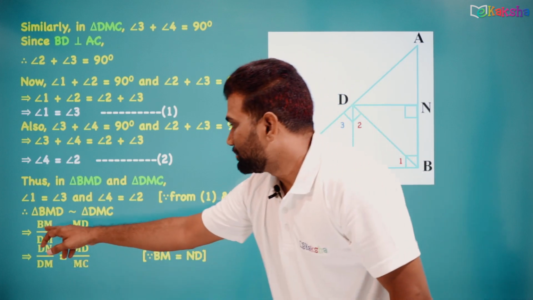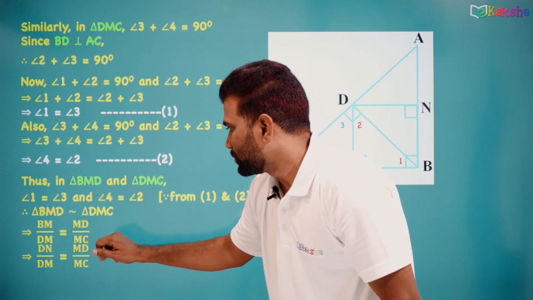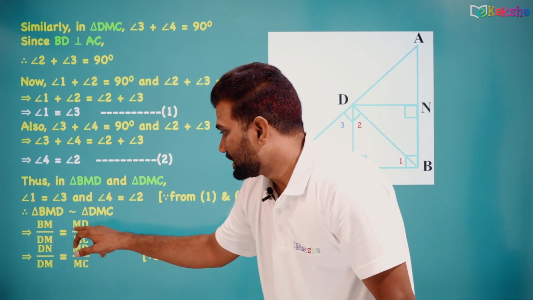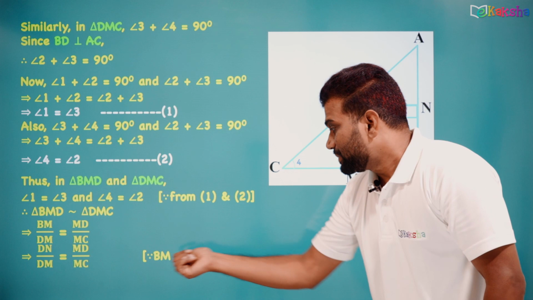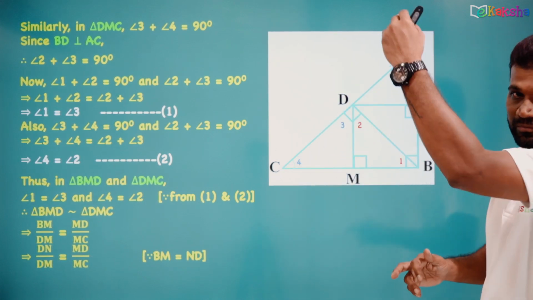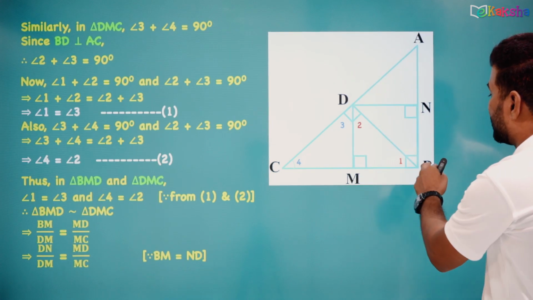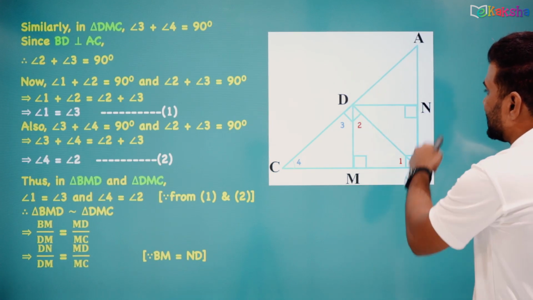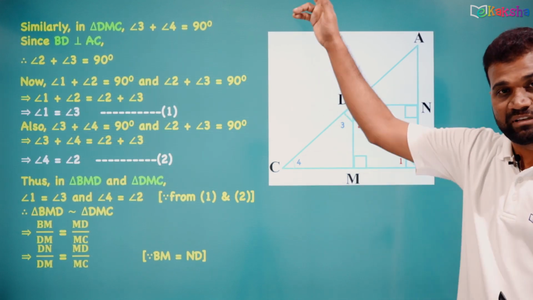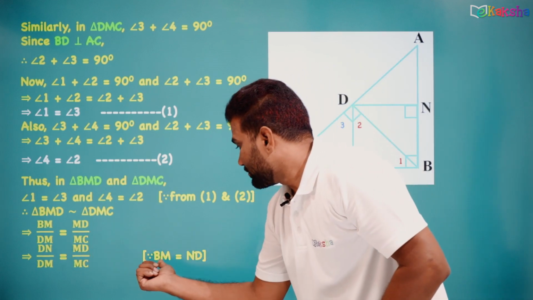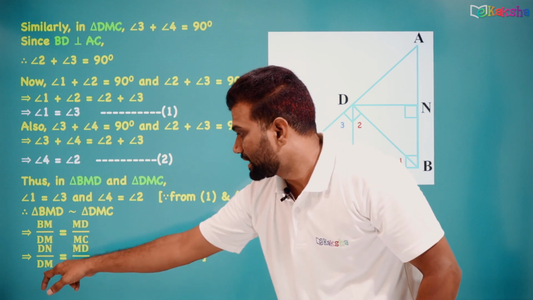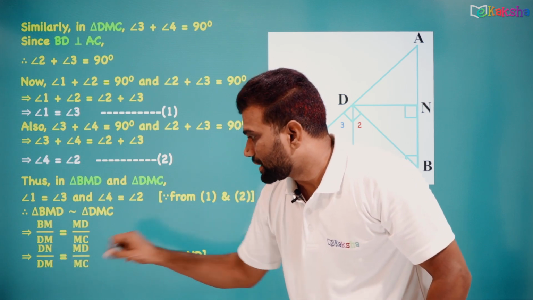So we can say BM upon DM equals MD upon MC, right? Since BM equals ND, that we have got earlier, where BMDN is a rectangle, then opposite sides are equal, so BM equals DN. That is what we have derived. So instead of BM we can replace with DN. So DN upon DM equals MD upon MC.